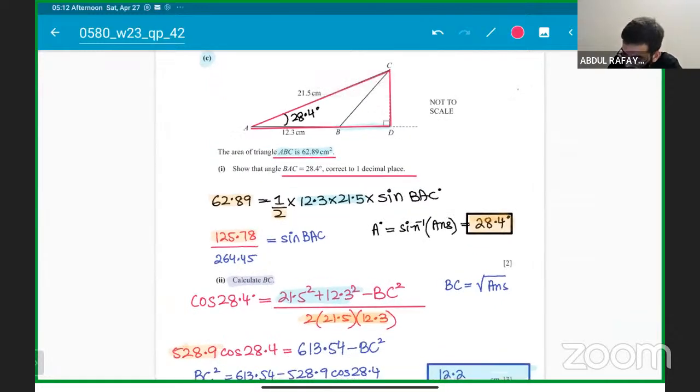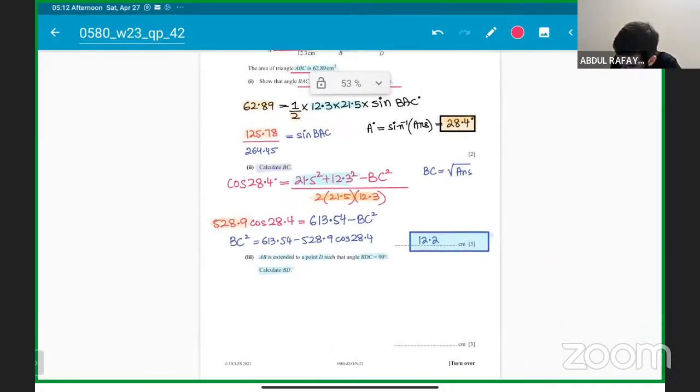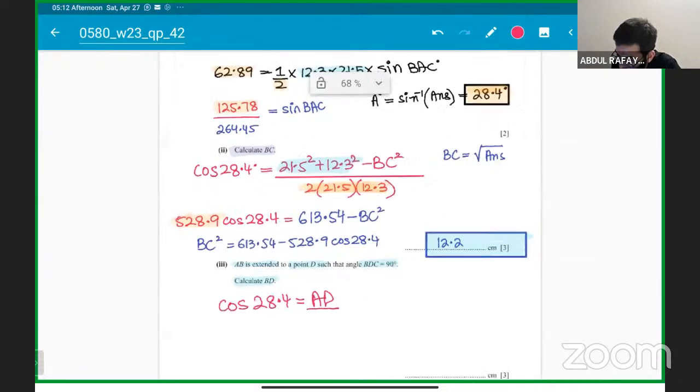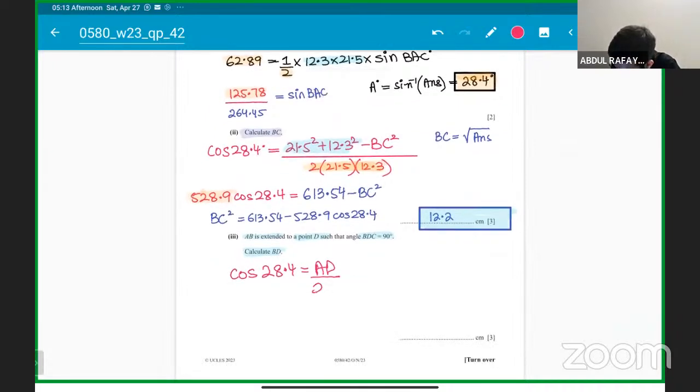So what we can do, students, it is adjacent, and the side in front of the 90 degrees is the hypotenuse. So adjacent over hypotenuse will be cos 28.4. Adjacent is basically AD. First, we'll have to get the AD measurement, guys. AD divided by the hypotenuse, that is 21.5. Hope everyone got this right. So AD is 21.5 times cos 28.4 degrees. Guys, got it clear?